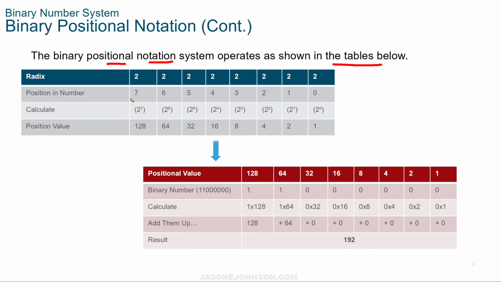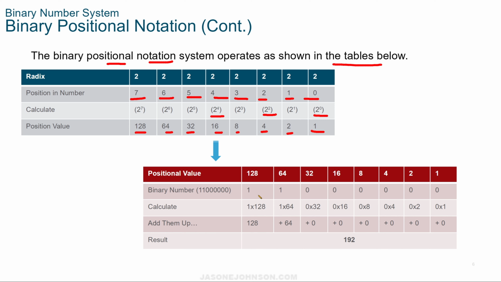The binary positional notation system operates as shown in the tables below. So the positions in the number are 7, 6, 5, 4, 3, 2, 1, 0. You'll notice that we work from the right to the left. We can calculate 2 to the 0th power, 2 to the 1st power, 2 to the 2nd power, and so on. The position values are 1, 2, 4, 8, 16, 32, 64, 128. You'll notice that it doubles each time as it goes up in position.